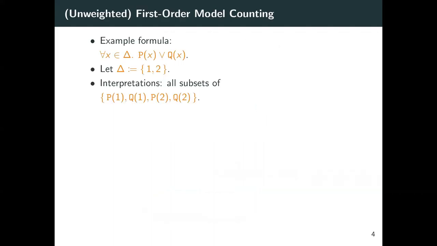Here is another example formula. So we have for all x in delta, P of x or Q of x. And let's suppose that the domain just contains two elements. So then the interpretations are all subsets of the set with four elements.